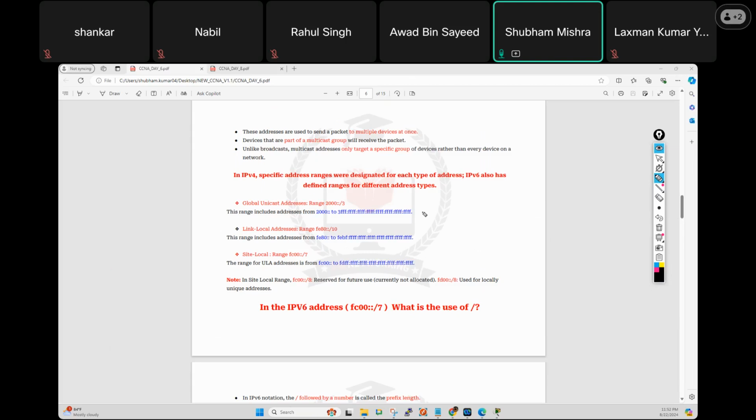Getting my point, everyone? In IPv4, a specified address range was designed for each type of address. You know, in IPv4 there are also class A, class B, class C range types, right? So this is the global unicast, link local, and site local, and these are the ranges. If you want, you guys can remember these things. Clear, everyone?